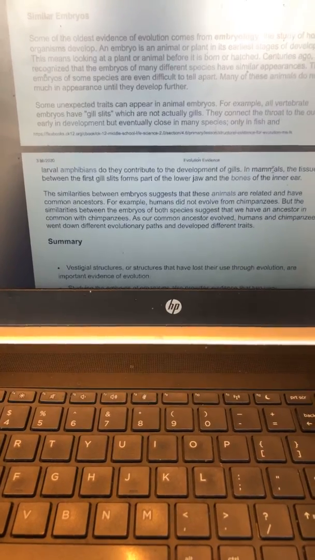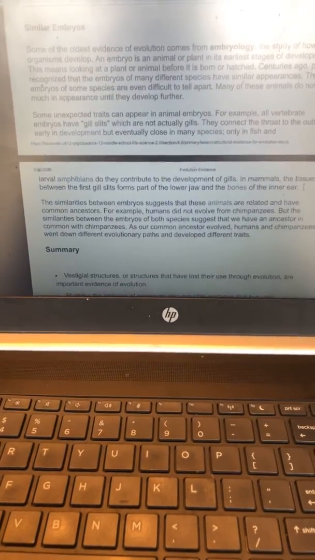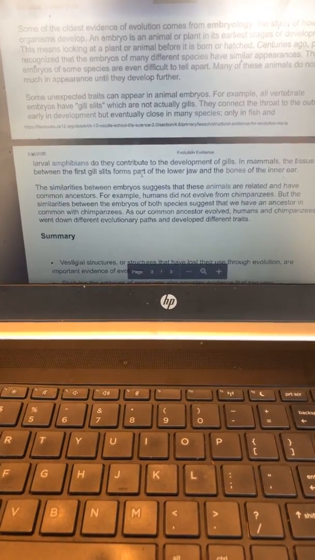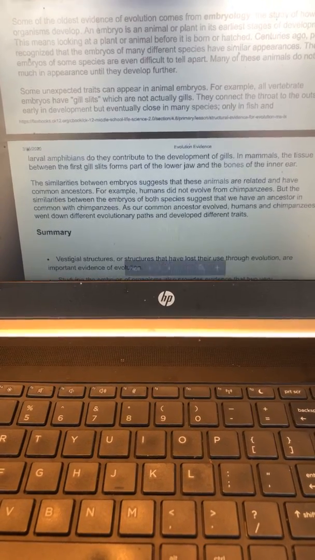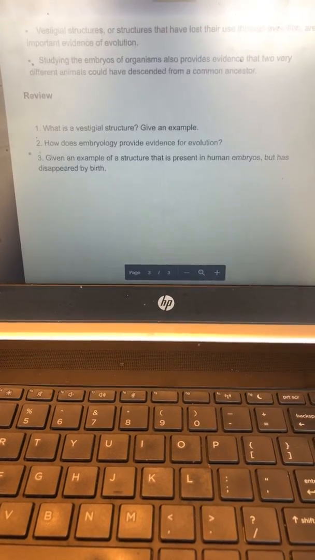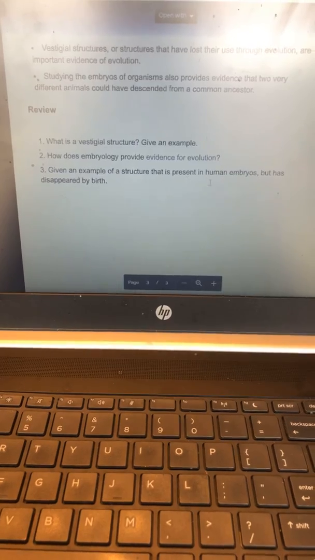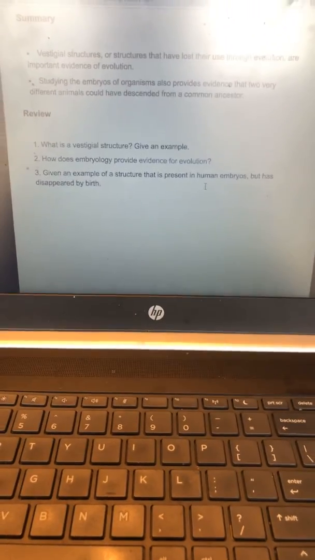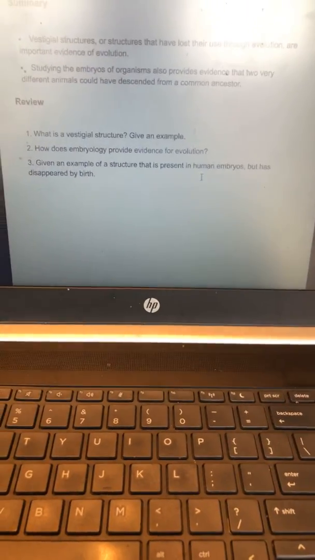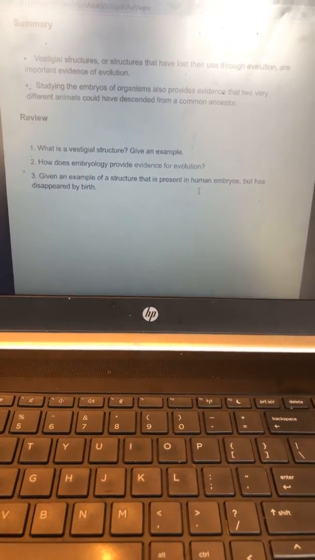Mammals, ding, ding, ding, humans are mammals. The tissue between the first gill slits forms part of the lower jaw and the bones of the inner ear. So, what structure was present in human embryos but has disappeared by birth? Write your answer for 3.